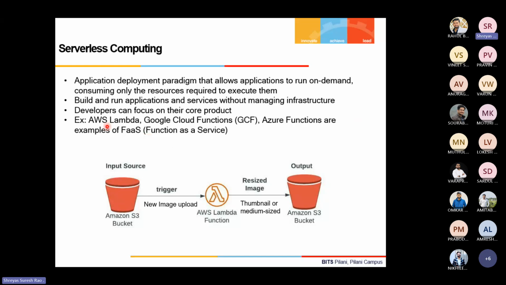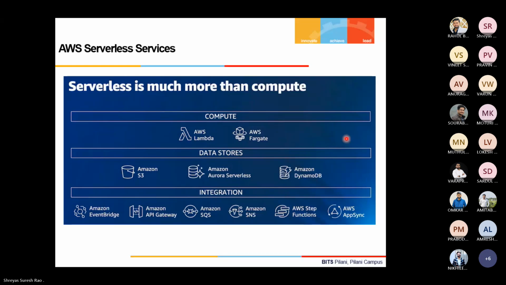From the AWS world, we have Lambda. From Google Cloud, we have Google Cloud Functions, called GCF. In Azure, we call it Azure Functions. So these are all examples of function as a service. In the AWS world, I am showing you the serverless services, the ones which we know of mostly. For data stores, S3 is serverless, and Amazon Aurora, which is a relational database RDS, DynamoDB, which is a NoSQL database, and for compute, AWS Lambda, which we know.